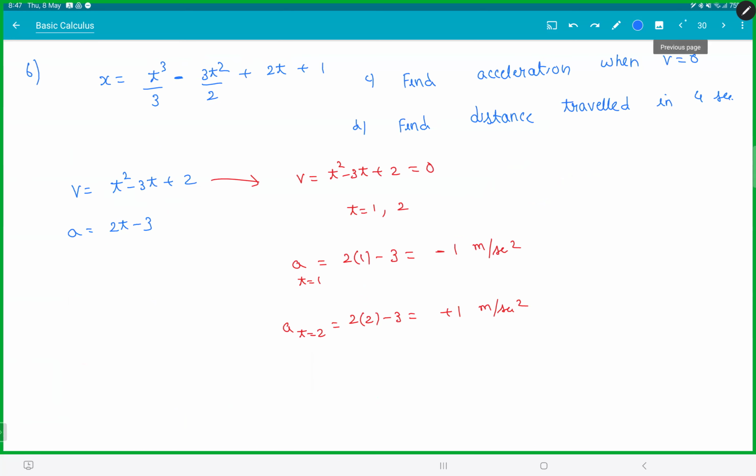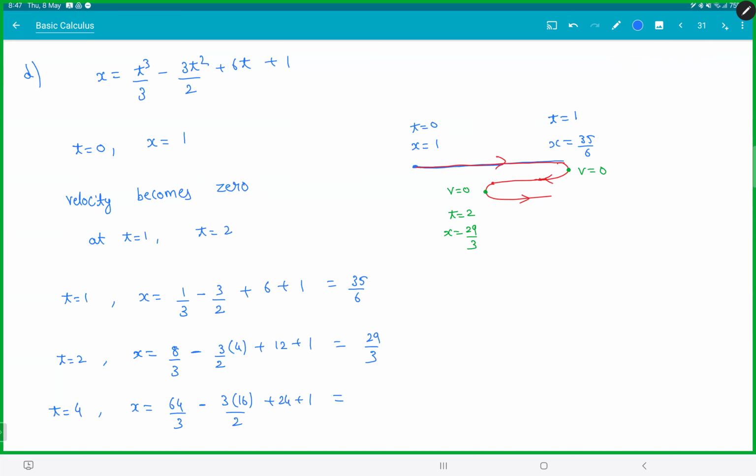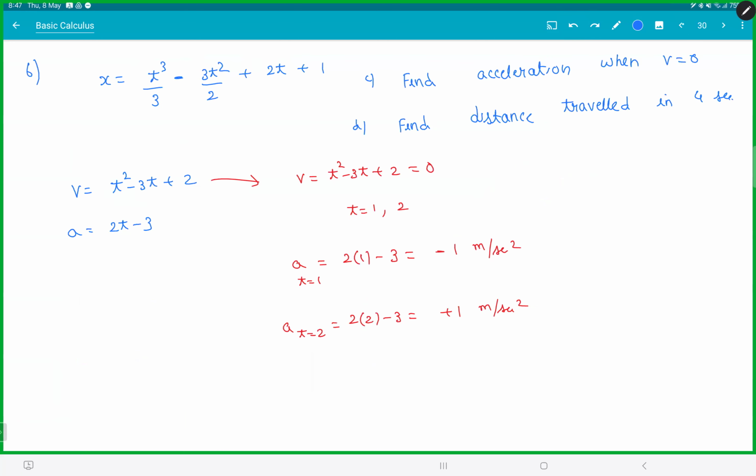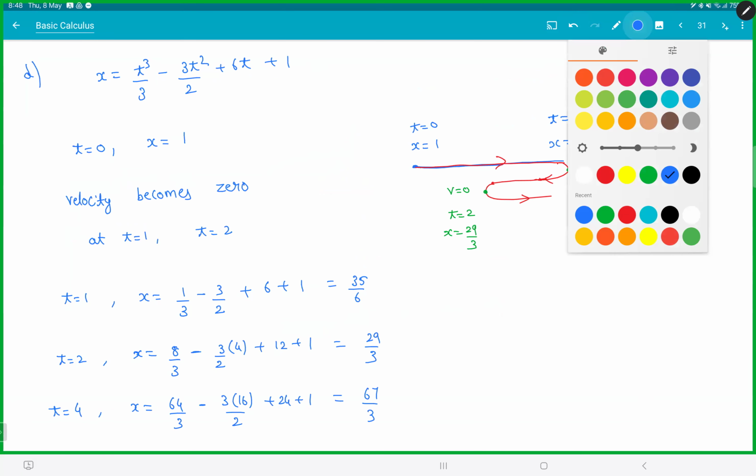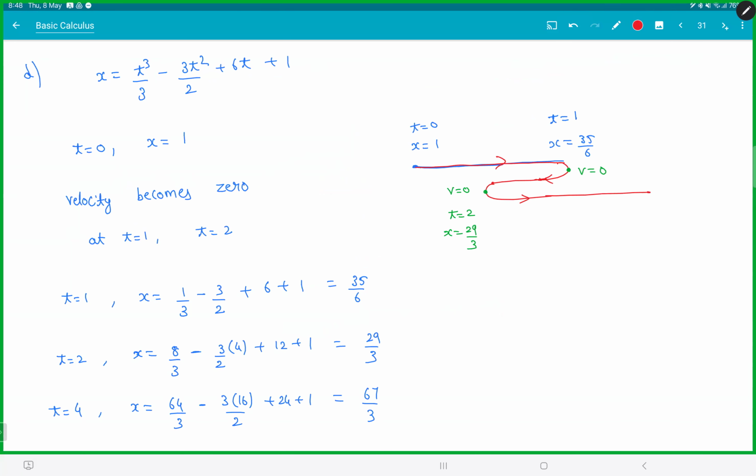Velocity is t square minus 3t plus 2. And then I must have goofed up something here. How much is this, right? 29 by 3? Sir, velocity is equal to 0 at t is equal to 1 and 2, right? Oh, right. How much was it coming to? 67 by 3, it seems. That means this guy from here again started going forward, and somewhere here at t is equal to 4 seconds your x coordinate is 67 by 3.